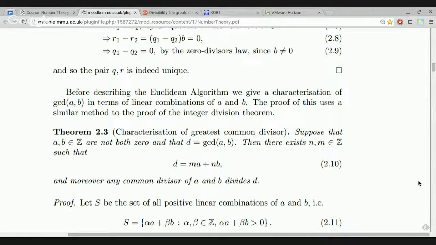It brings addition into the picture, because we defined the greatest common divisor only talking about divisibility, which only talks about the operation of multiplication. But after we prove this theorem 2.3, we see nicely the operation of addition coming in again. That kind of ties the whole thing together.